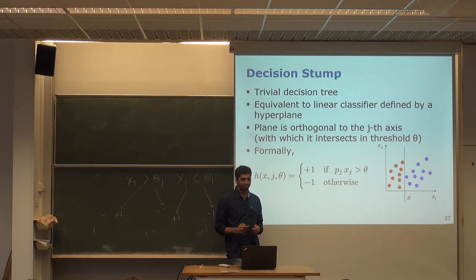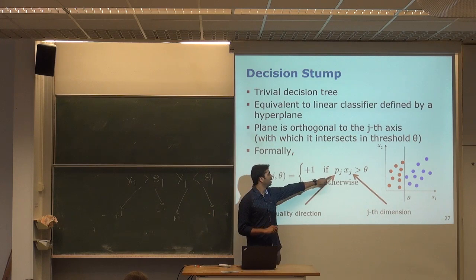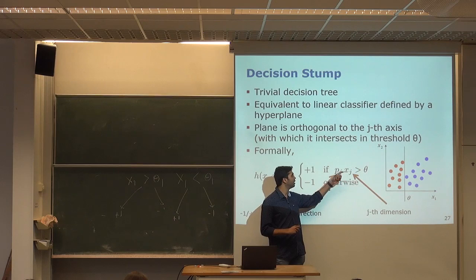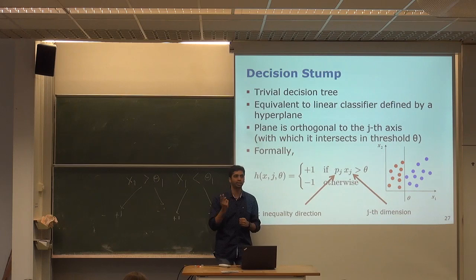And then, like I said before, the goal is to add up a bunch of these to come up with something that's better. So the way this pj works is to do this flip of the sign. If pj is plus one, then the decision stump we are considering is whether the jth feature is greater than some theta. Instead, if pj is minus one, it just switches the direction of the decision.